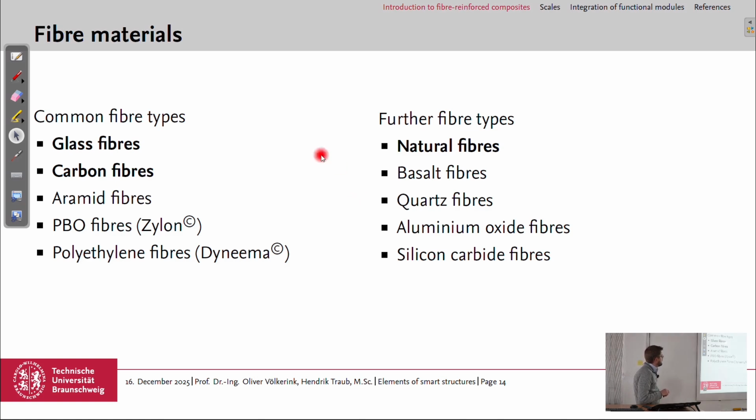So what are common fiber types? We already had glass fibers and carbon fibers. We also have aramid fibers you mentioned, and some other synthetic fibers like PBO fibers, Zylon is the trade name, or polyethylene fibers called Dyneema. Further fiber types are natural fibers, basalt fibers, quartz fibers, aluminum oxide fibers, or silicon carbide fibers, but they are not that common. I think the most common ones of these are natural fibers, for example from flax, hemp, ramie, jute.